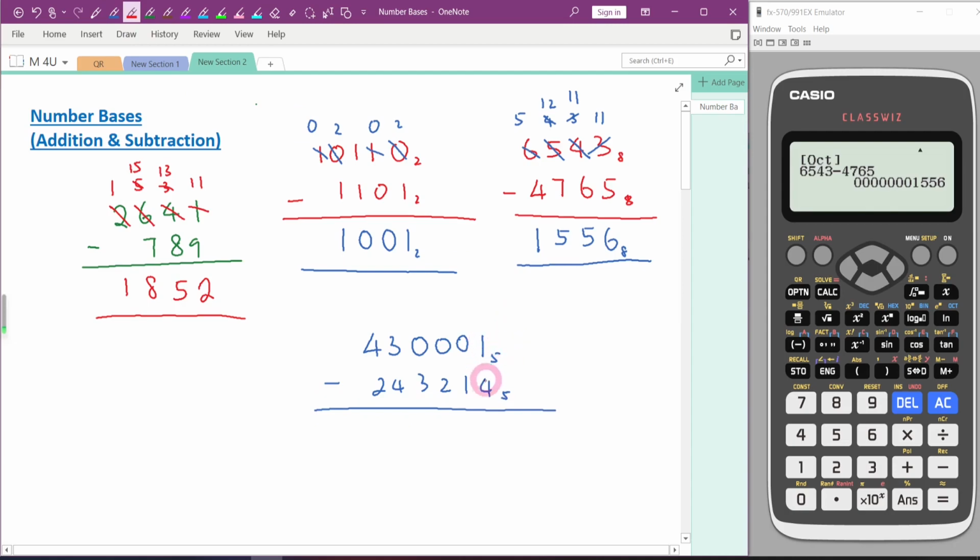Same thing, 1 cannot minus 4, we have to borrow from here. But here we don't have, we cannot borrow, right? So we have to start borrowing from here. So this actually becomes 2, right? And here we add 5.